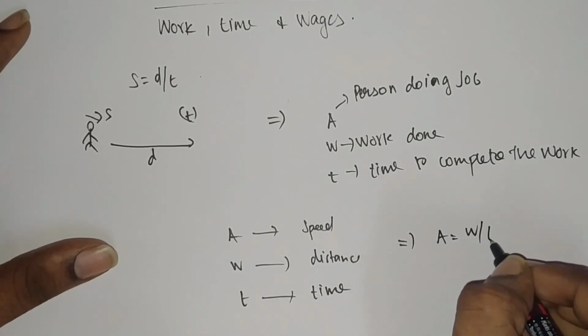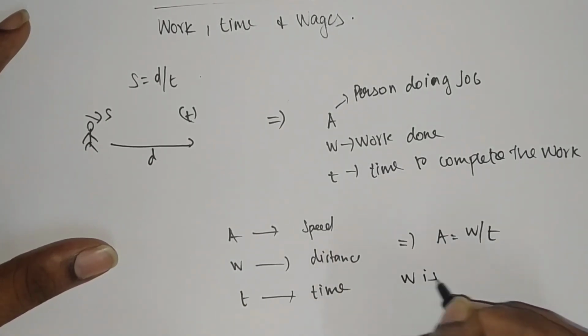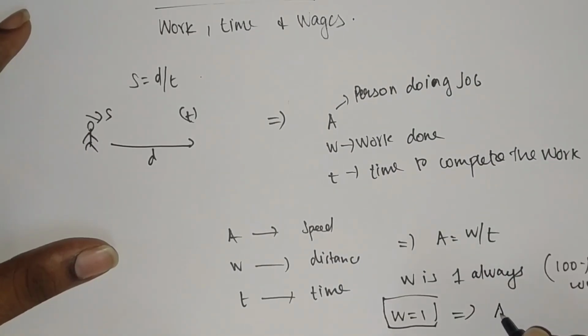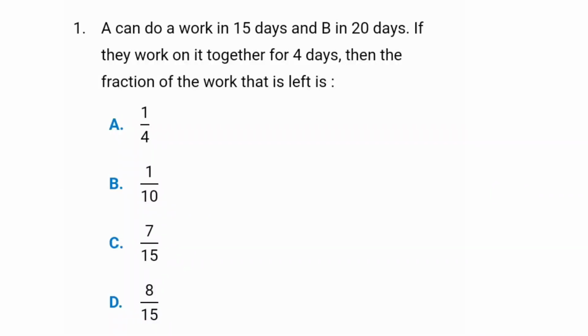Substituting into the formula, we will get A equal to W by T. So we know W is 1, which is 100% of the work. Therefore, A equal to 1 by T. Let's solve a problem. A can do a work in 15 days and B in 20. If they work together for 4 days, then the fraction of work left is? So we have to calculate the portion of work which is left after 4 days.